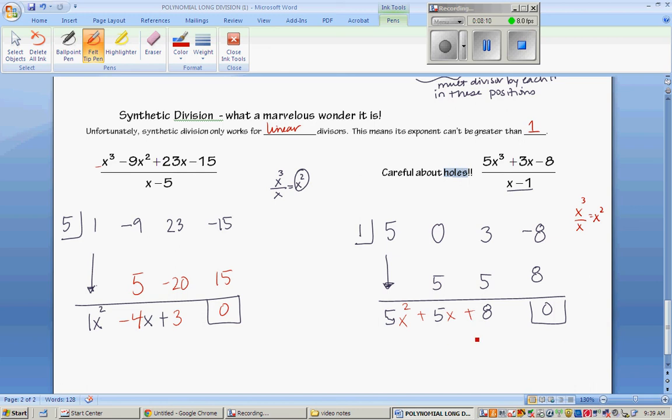I suggest using synthetic division on a few of those problems, especially when you can do it quickly.